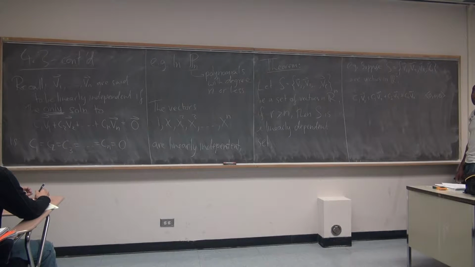Wouldn't you be able to subtract one of the C's to the other side? That would mean it would be negative C4, for example, which means it's not linearly independent. Well, what if C4 was 0? And you'd have to do that with all the C's.